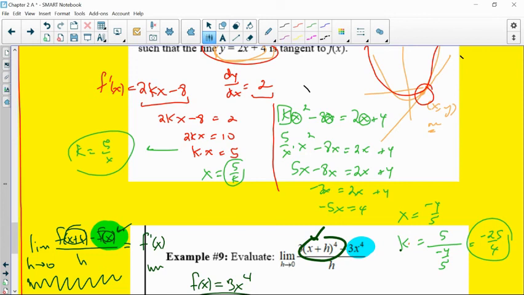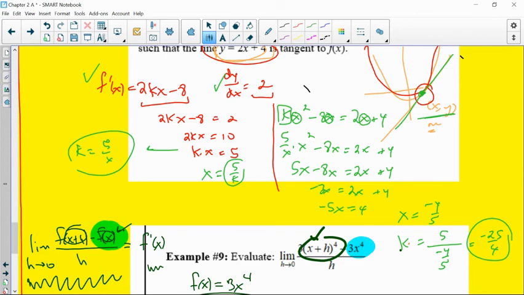So again, it relied on two pieces. At that moment in time, you know that it's tangent, so it has the same slope. So we set the derivatives equal to each other. But in that moment, it also shares the same coordinate space, x comma y.